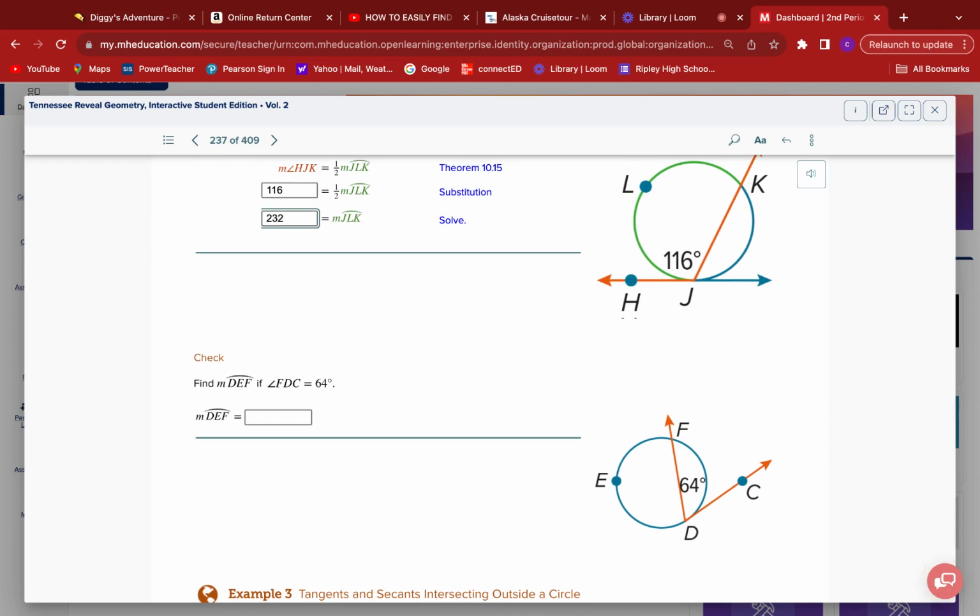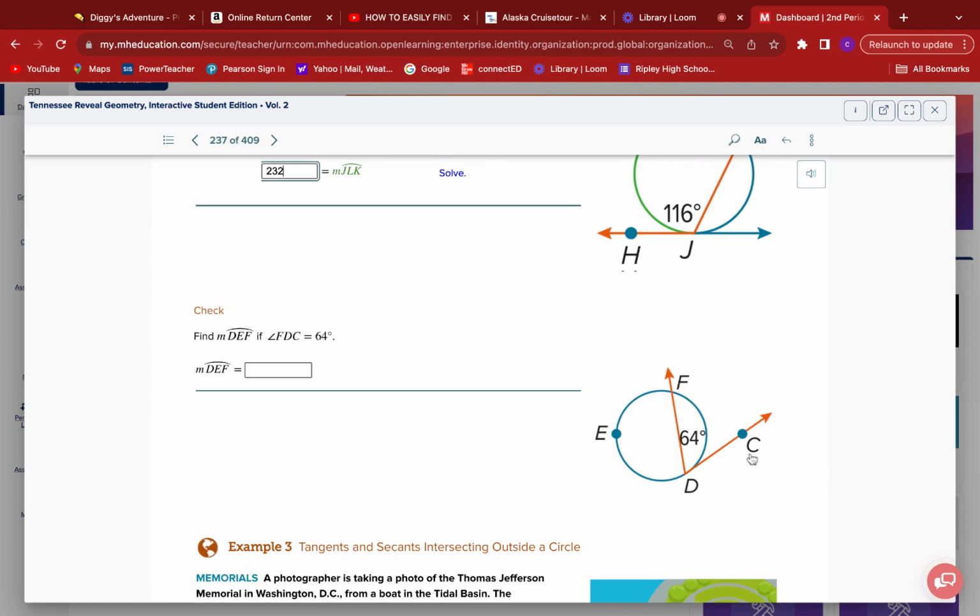All right, so 232 is the answer for example number 2. Okay, here we go again. We've got an inscribed angle. Here is a secant. DC is a tangent. They're intersecting on the circle, which makes this an inscribed angle. An inscribed angle is half of its arc, which means we're going to take 64's angle and multiply times 2. So 64 times 2 is 128. All right, 128, everybody.